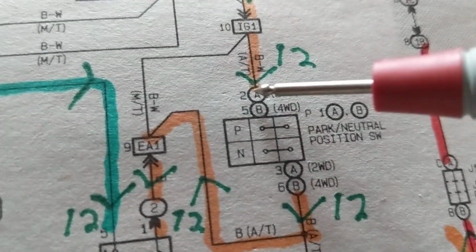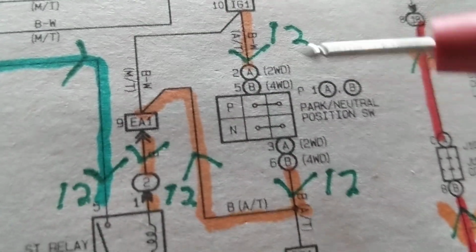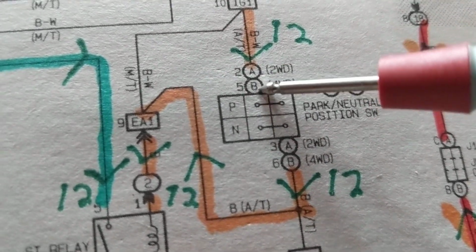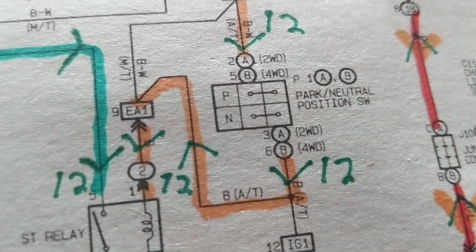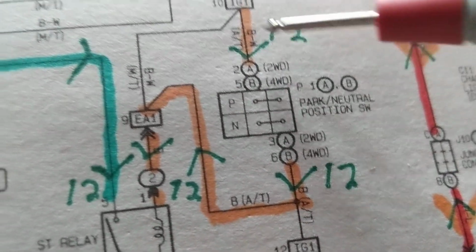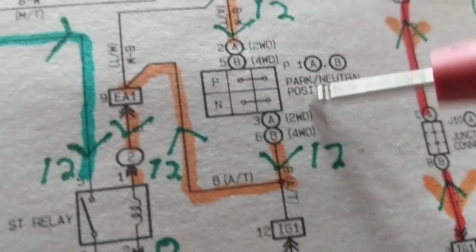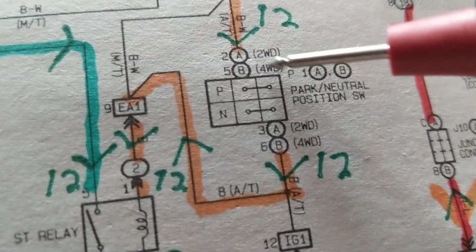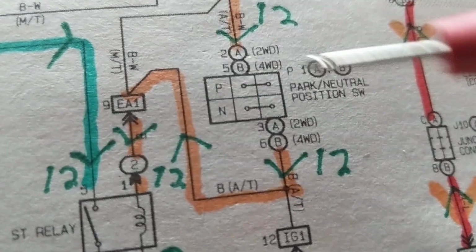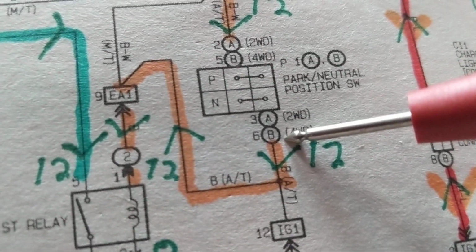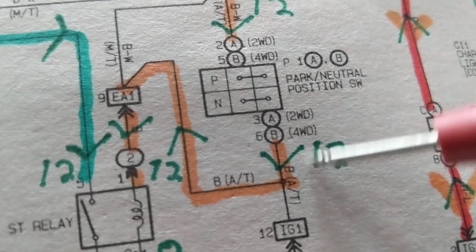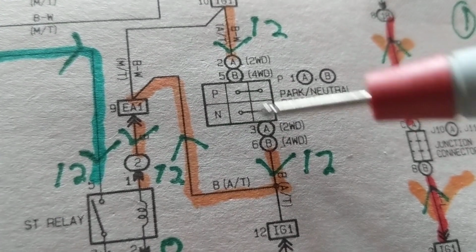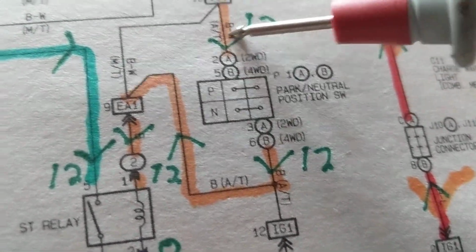If you have a two-wheel drive, this pin will be number 2. If you're on four-wheel drive, you'll be in pin 5. You're coming in this one, you're going out this one. So, let's say I have two-wheel drive. I'm going in pin 2A. I'm coming out pin 3A. If I have four-wheel drive, I'm going in 5B, and I'm going out 6B. That's how it works. This is a connection from here to here. So, as long as you're in park or neutral, you can start the car.